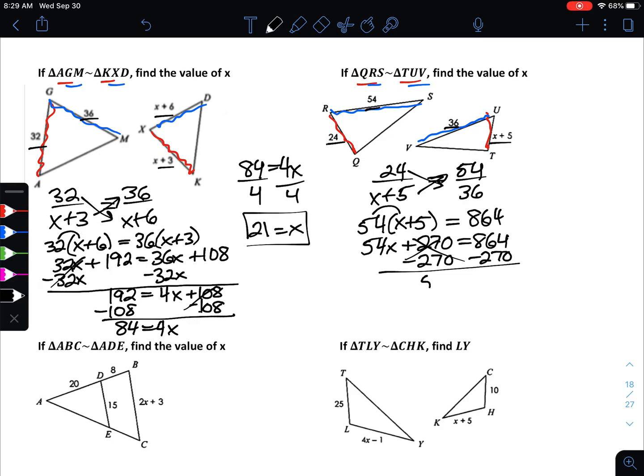So that'll leave us with 54x on the left side is equal to, if you take 864 minus 270, you end up with 594. So then just one step to go to get x by itself. Divide by 54 on each side, and we're going to come up with x being equal to 11.